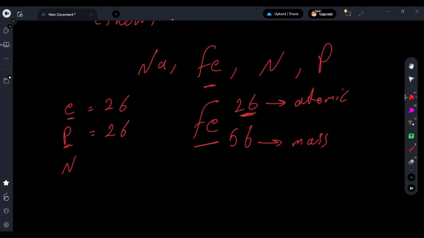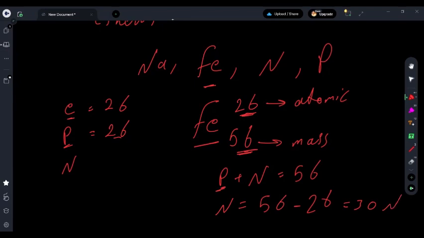Now, we have here the big one, 56, which is the mass number. This means that the number of protons plus the neutrons together equals 56. So if we need to calculate the number of neutrons alone, the neutrons equal 56 minus 26, the number of protons. So 56 minus 26 is going to be 30 neutrons.